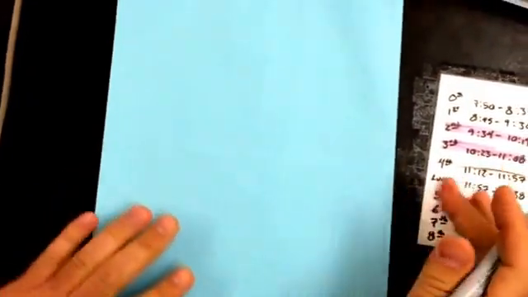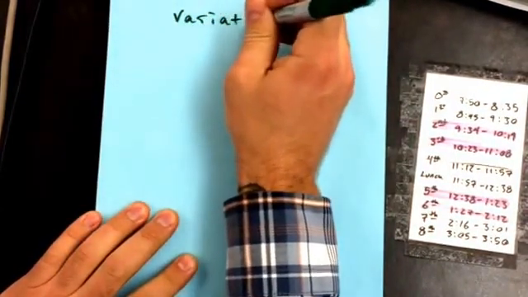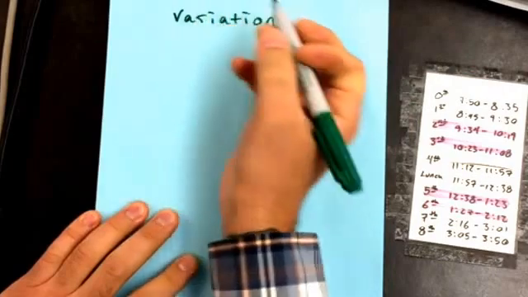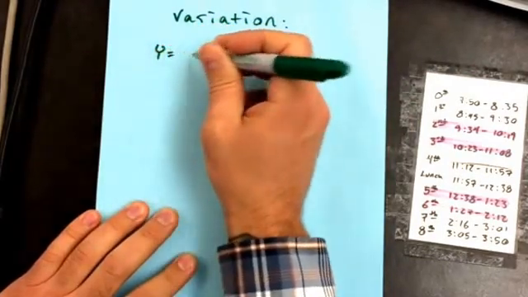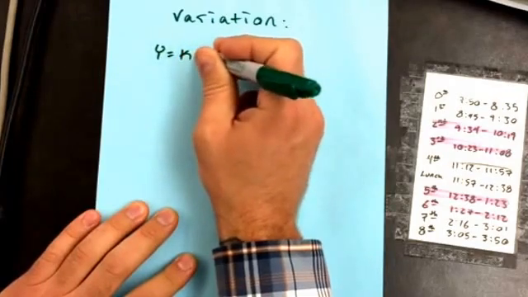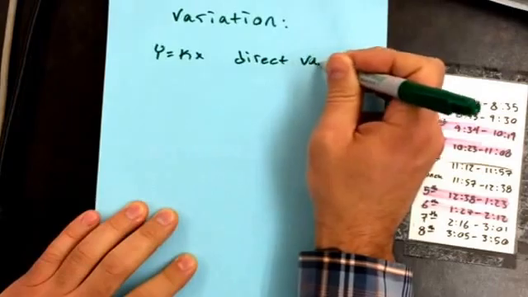All right, in this video, I'm going to show you variation functions. There are kind of a lot of different ways to do it, but they really boil down to about three different ones. Variation is usually either direct, which means when one thing goes up, the other thing goes up.